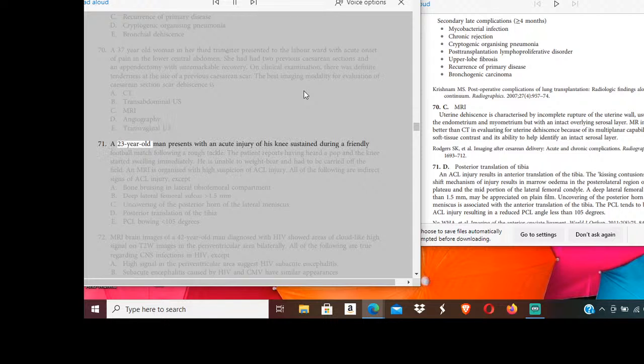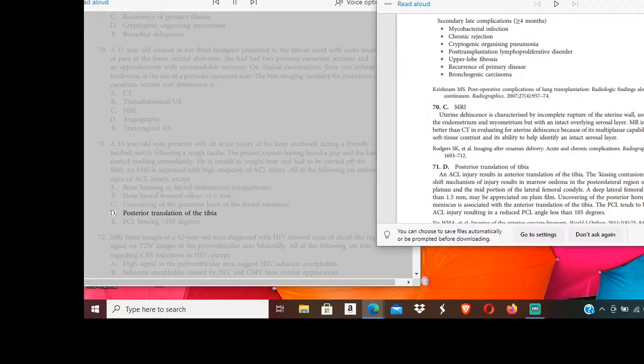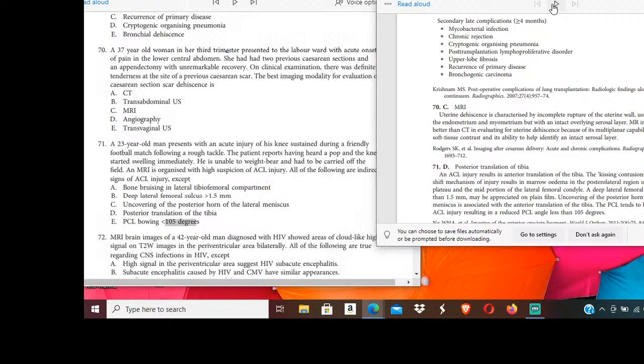A 23-year-old man presents with an acute injury of his knee sustained during a friendly football match following a rough tackle. The patient reports having heard a pop, and the knee started swelling immediately. He is unable to weight bear and had to be carried off the field. An MRI is organized with high suspicion of ACL injury. All of the following are indirect signs of ACL injury, except: A, bone bruising in lateral tibiofemoral compartment; B, deep lateral femoral sulcus greater than 1.5 mm; C, uncovering of the posterior horn of the lateral meniscus; D, posterior translation of the tibia; E, PCL bowing.